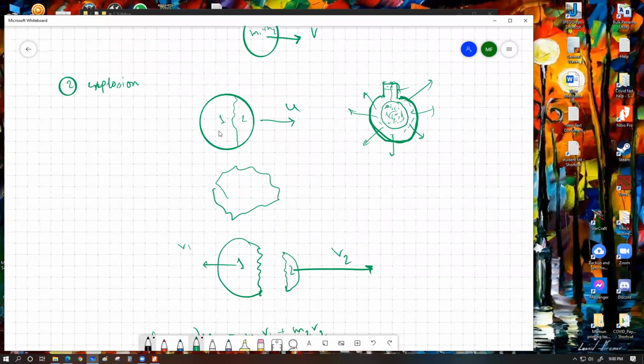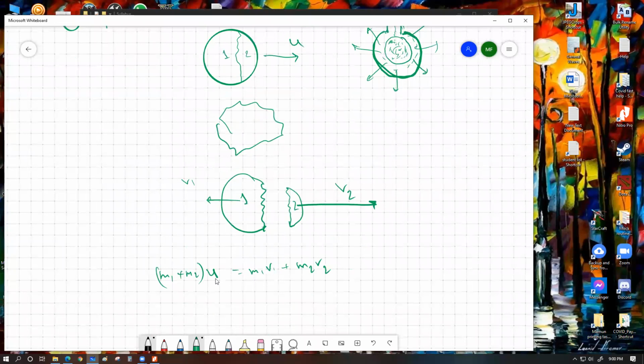So if we want to write the conservation of linear momentum equation for this case, we're simply going to have one single initial velocity, and the combined mass initially should be equal to m1 v1 plus m2 v2. That's how we can rewrite the equation.